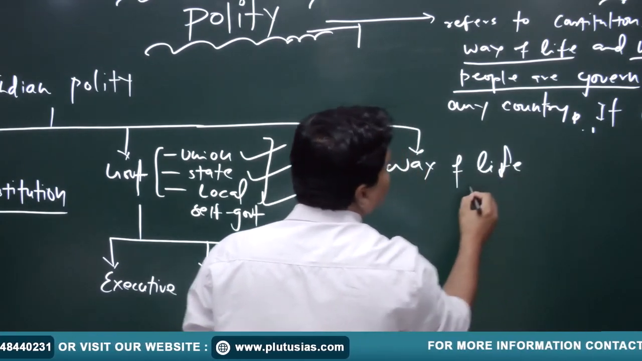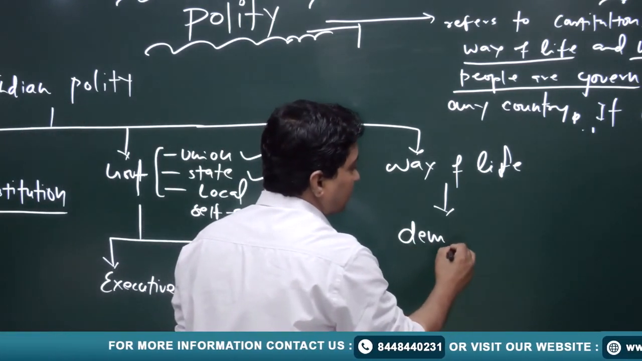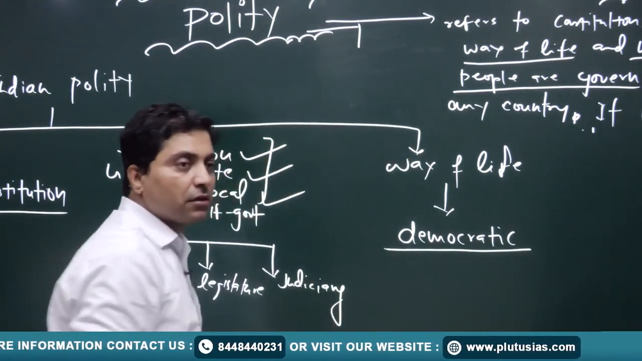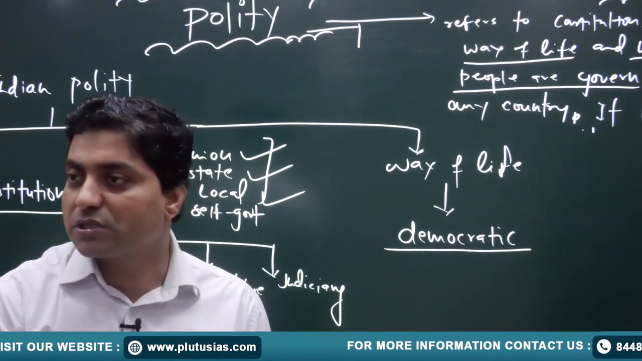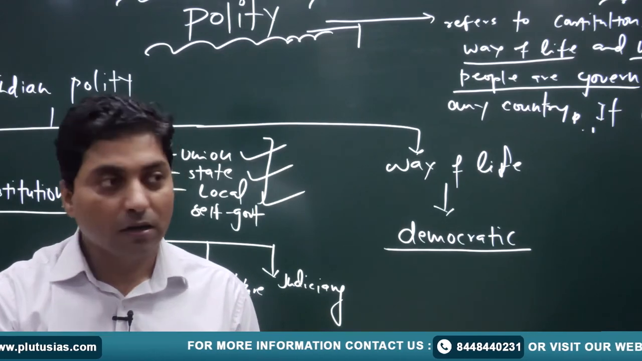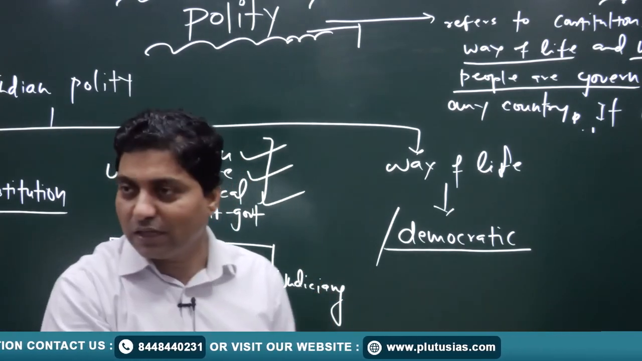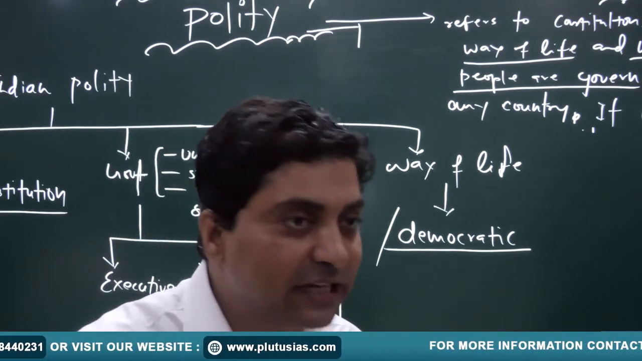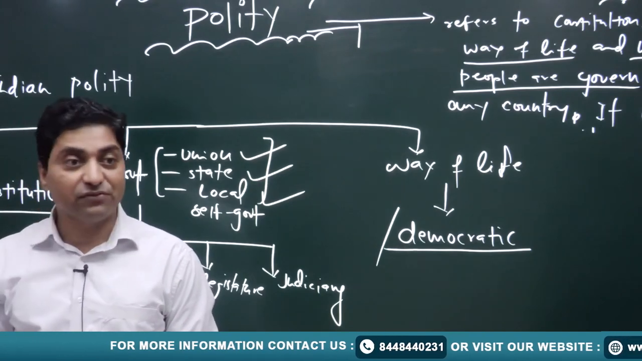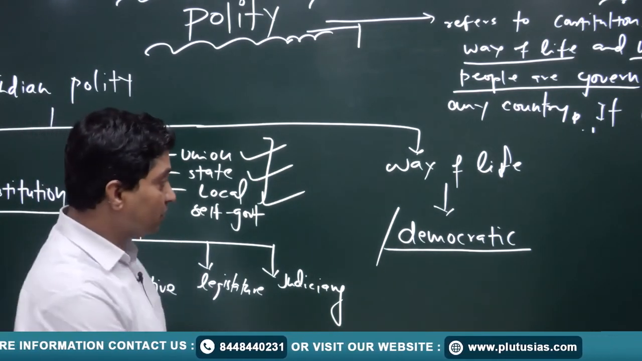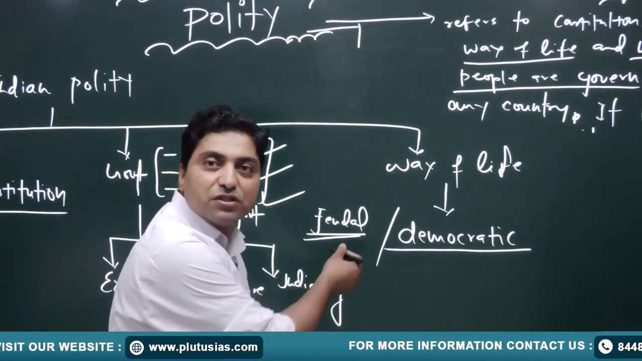You know, the way of life would be different. For example, somewhere you can find way of life would be democratic. Isn't it? The life can be democratic or maybe not democratic. Right? Before democracy, what was the life? Well, feudal. Before democratic, we were feudal in many senses. Right? We think along the line of caste. We think along the line of religion. Religion dominates our life every day, you know, and that is feudal. So before democracy, society was feudal, right?